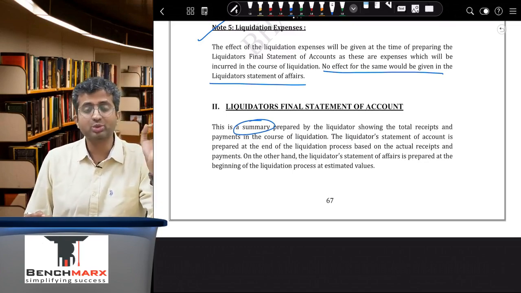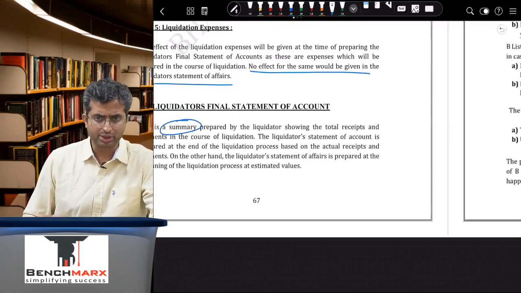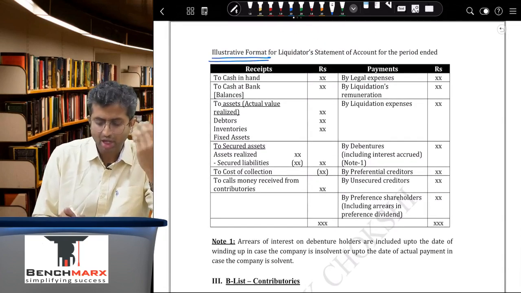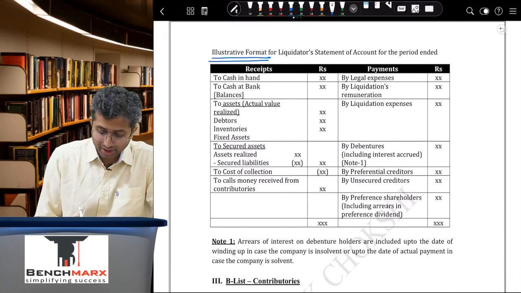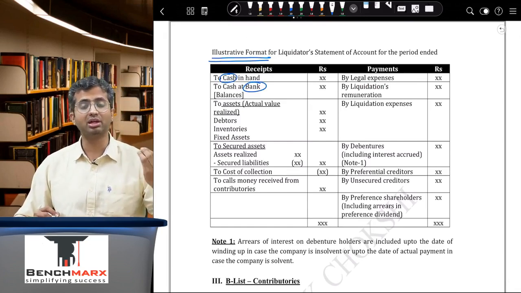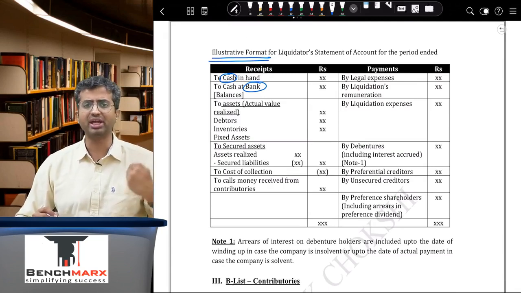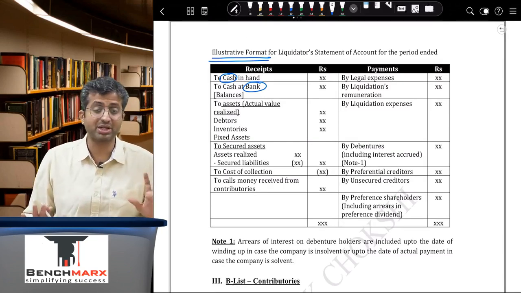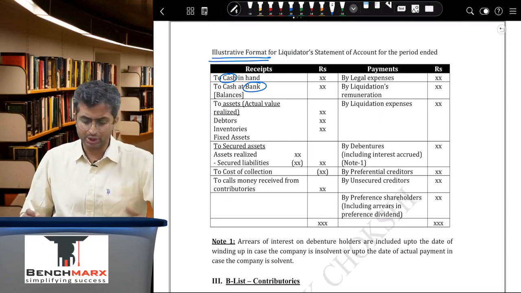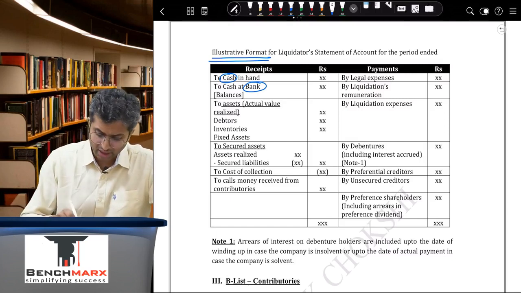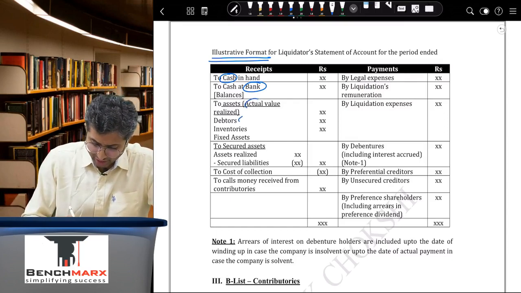You will start with the available bank balance. So the format will appear something like this. This is an illustrative format. You will start with the available cash or with the available bank balance, and then you will take the actual realizable values of all the assets that you have actually sold, which as of now are not specifically pledged. This can include plant, machinery, stock, everything. So these are the actual values for the assets, and then secured assets.